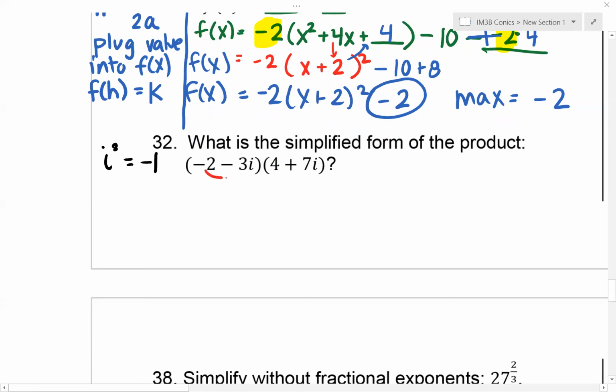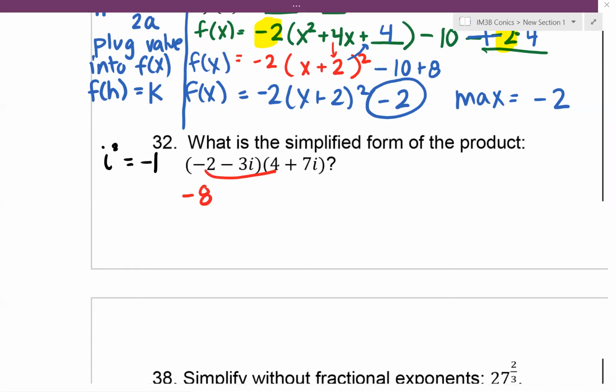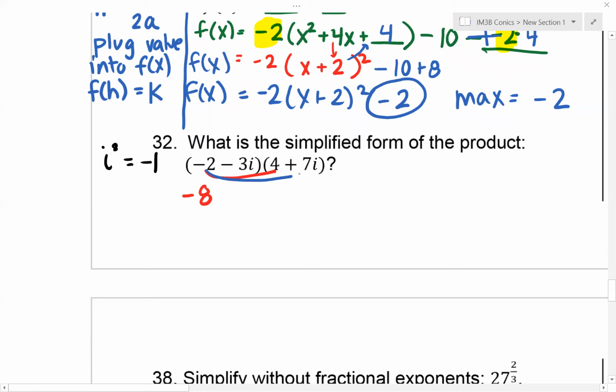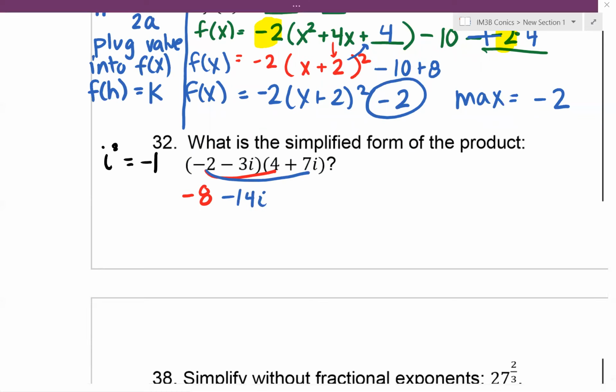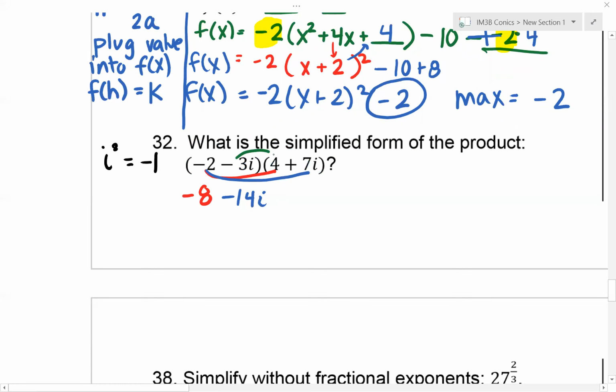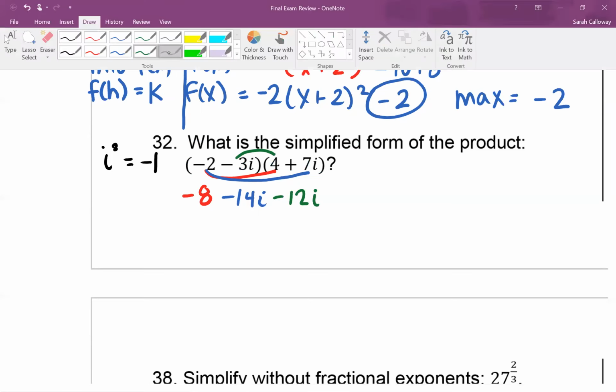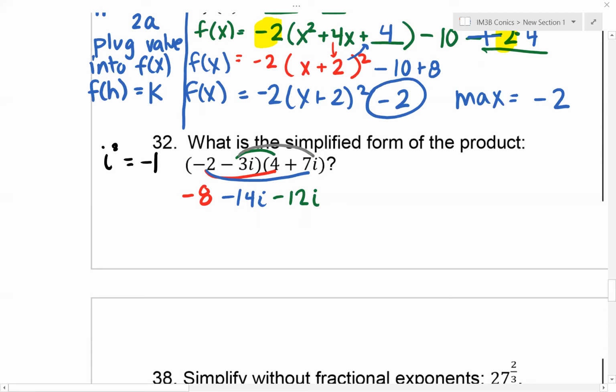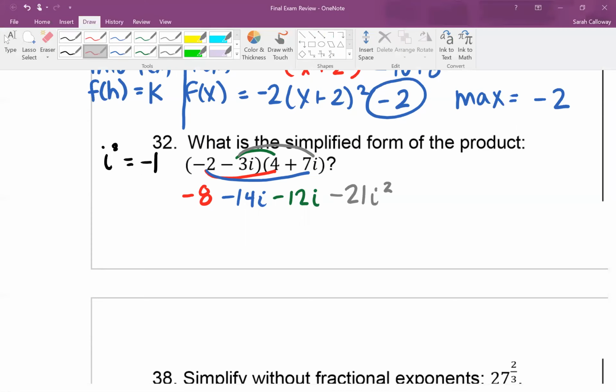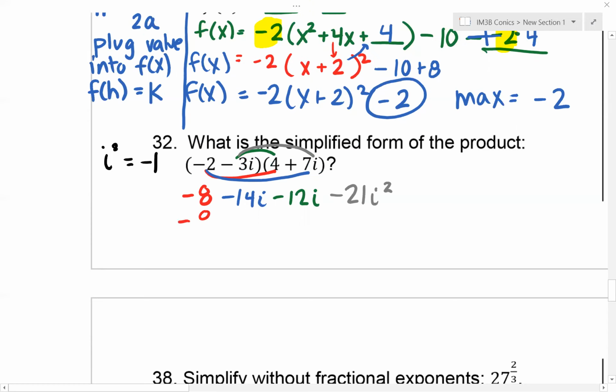So I've got -2 times +4 gives me -8. And then -2 times +7i is -14i. -3i times 4 is -12i. And then finally, we've got -3i times +7i, so -21i squared. And so we're combining like terms. In this case, we just have a -8 right now.